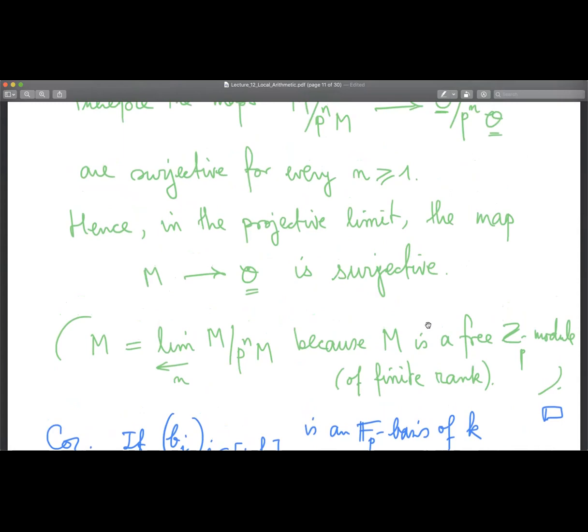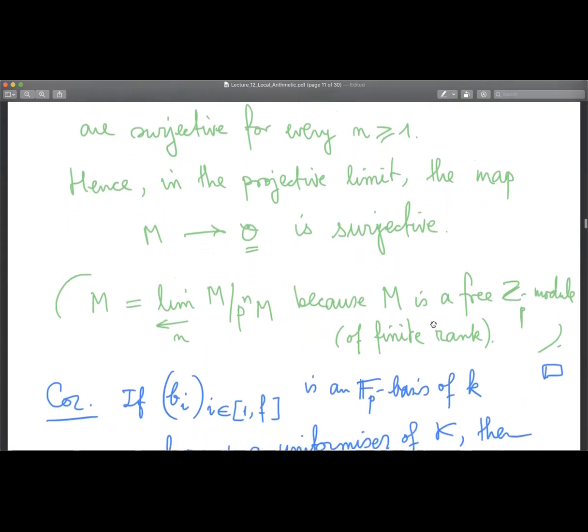No, not as a submodule of the module O, but by definition of M as being generated by a free subset. It's the module generated by the subset B, which is a free subset. So it's a free module of finite rank, and therefore it's an inverse limit of M modulo P to the N.